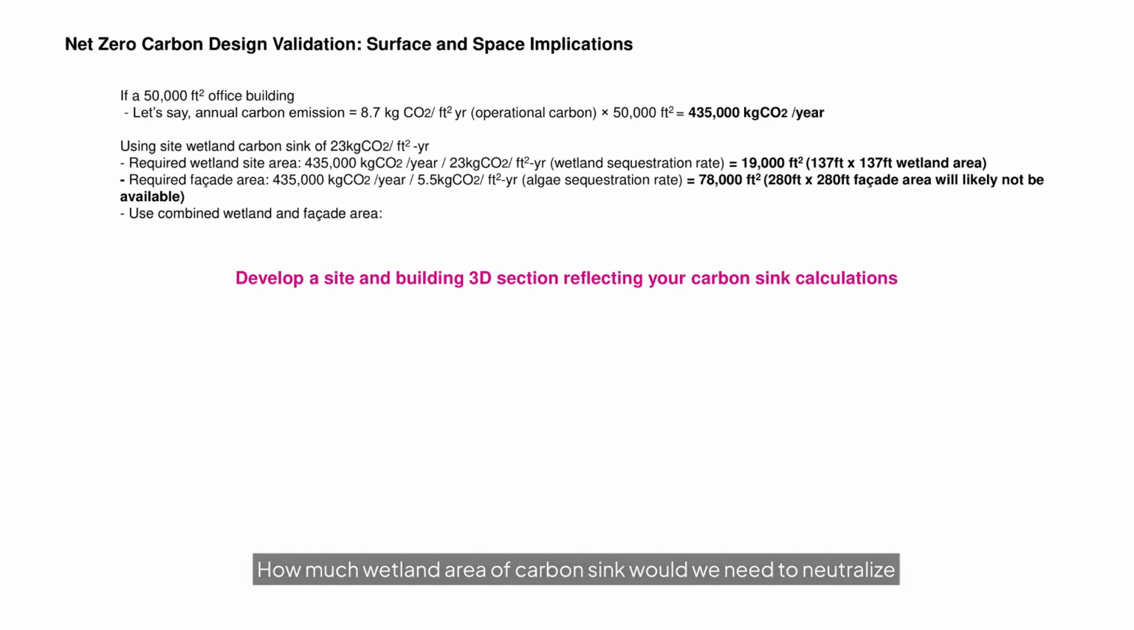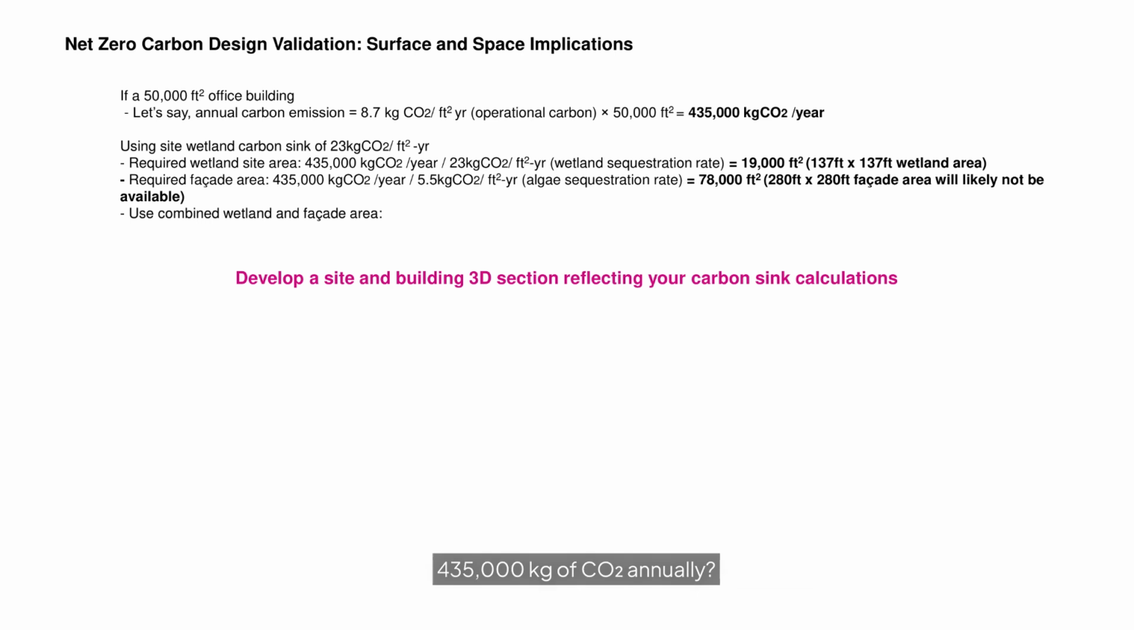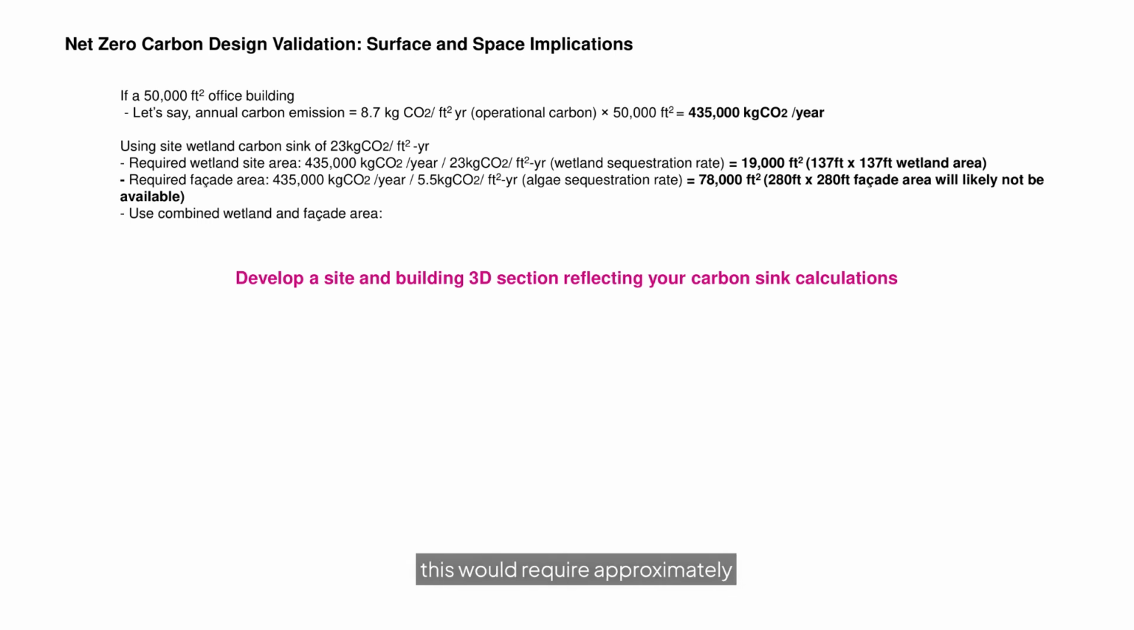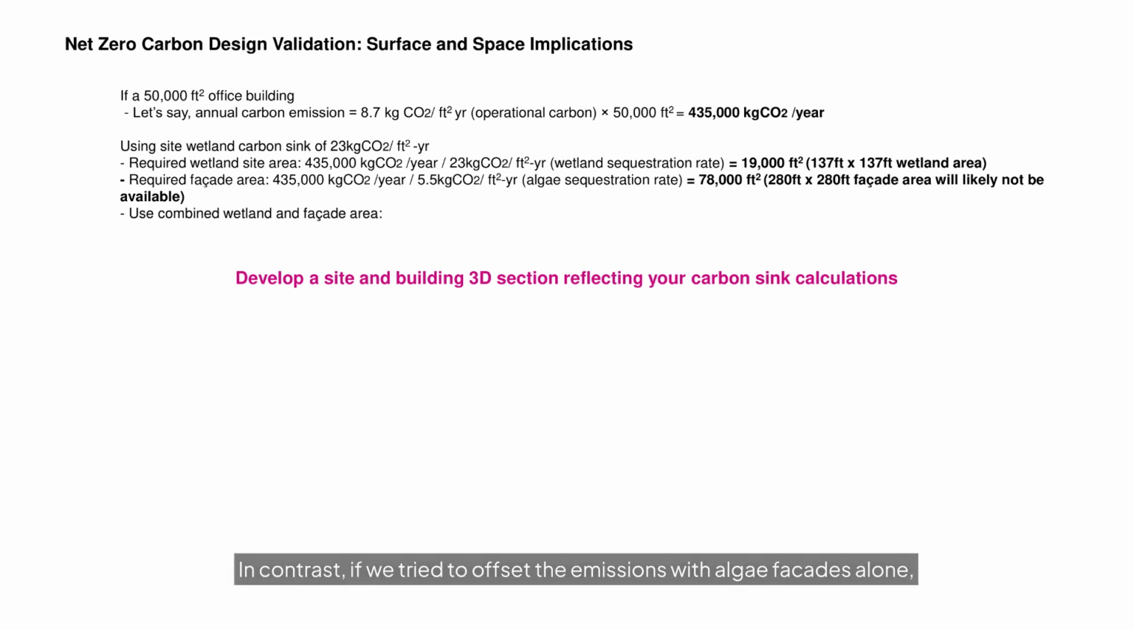How much wetland area of carbon sink would we need to neutralize 435,000 kilograms of CO2 annually? Using the earlier number for a wetland sequestration rate, 23 kilograms CO2 per square foot, this would require approximately 19,000 square feet of wetland to offset those emissions. That's roughly a square of 137 feet by 137 feet, a significant size.